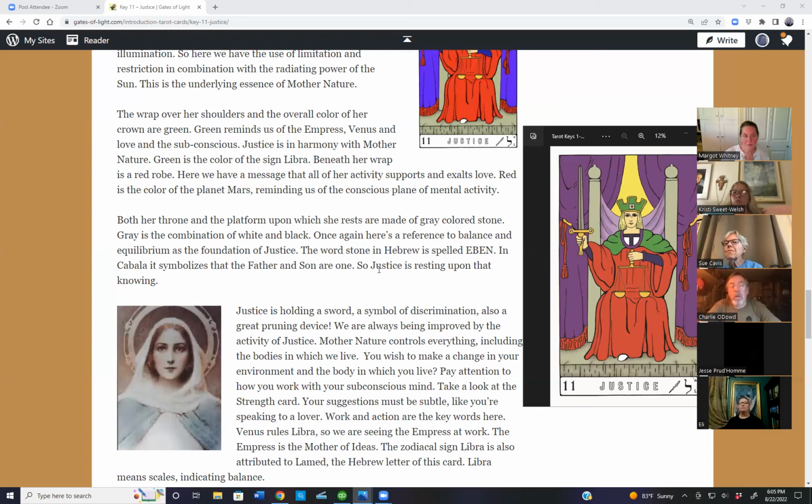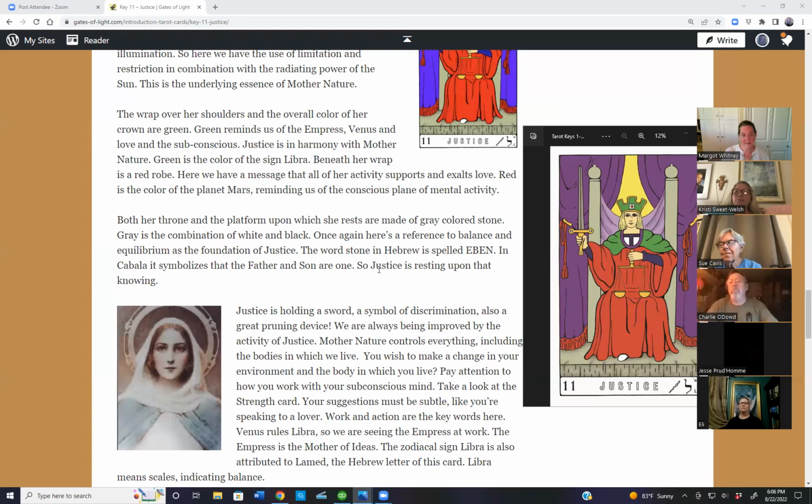Paramount. Both her throne and the platform upon which she rests are made of gray colored stone. Ah, we know that word stone. Does anybody remember? Here we are. Gray is the combination of white and black. Once again, here's a reference to balance and equilibrium as the foundation of justice. Two opposites combined. The word stone in Hebrew is spelled E-B-E-N.